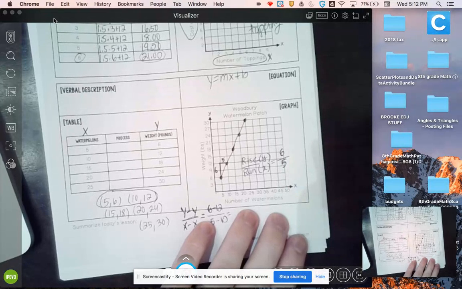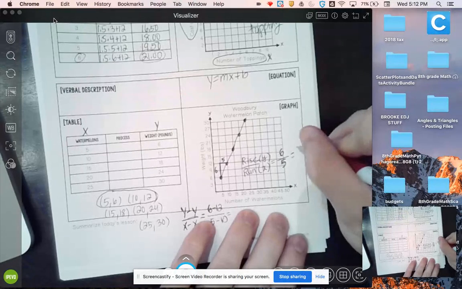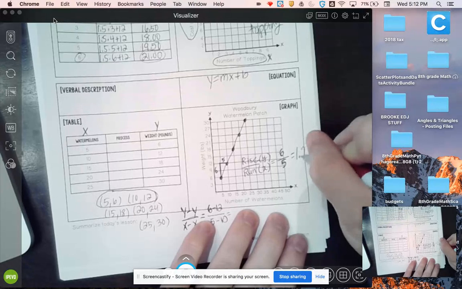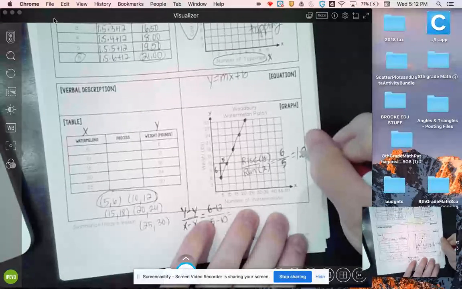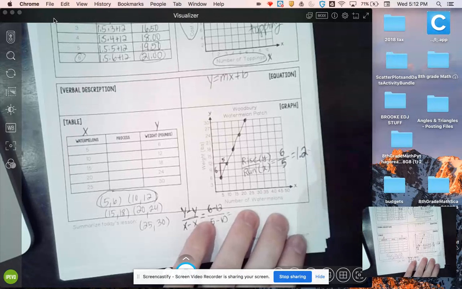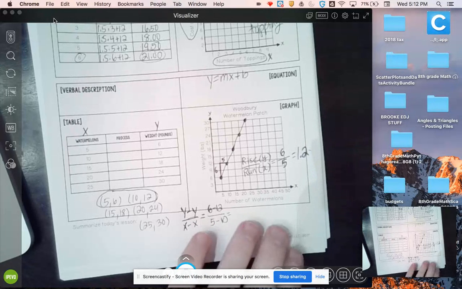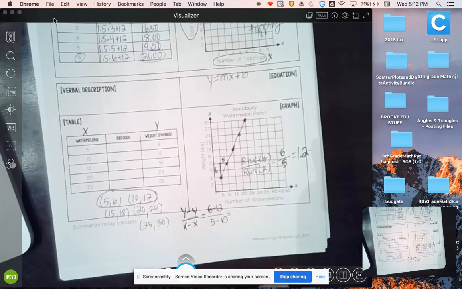Okay. You may have gotten the decimal equivalent of 1.2 also. So those would also work too as well. 1.2 would be in that case. So your slope there is 1.2. Okay. Well, did we get the same thing?